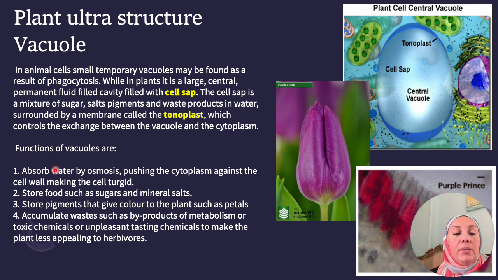Functions of vacuoles: they absorb water by osmosis, pushing the cytoplasm away, so making the cell turgid. It stores food, such as sugars and mineral salts. It stores pigments, just as we mentioned a minute earlier, to give plants their color, such as in petals.